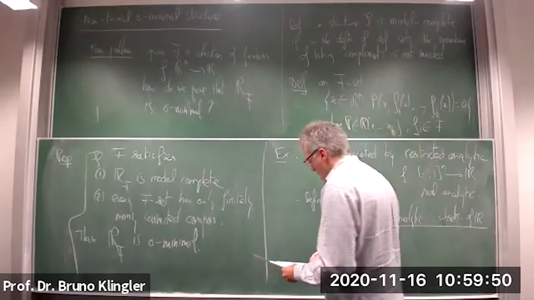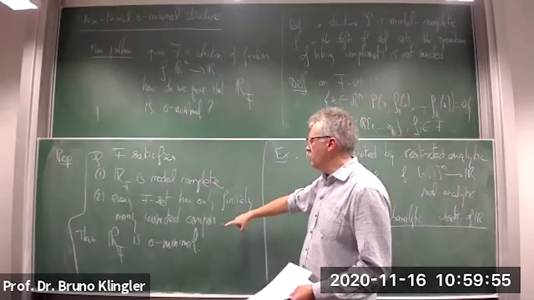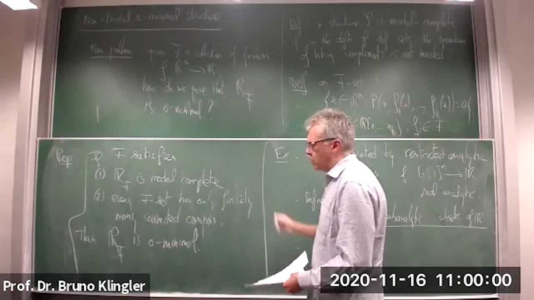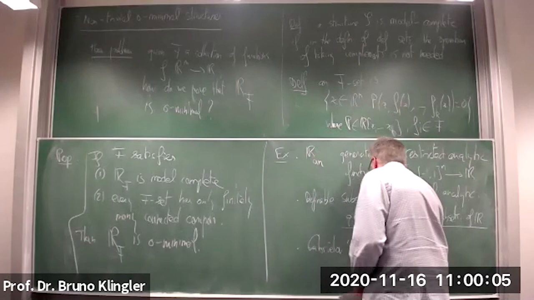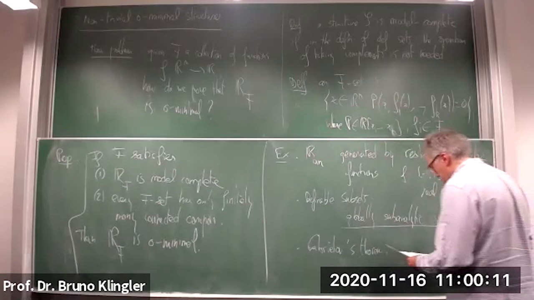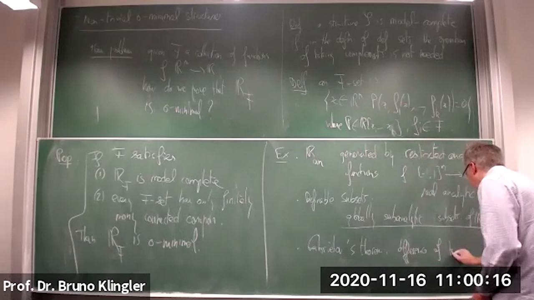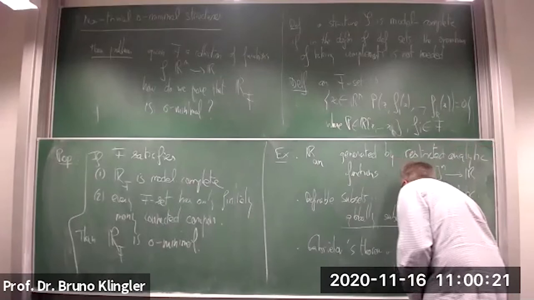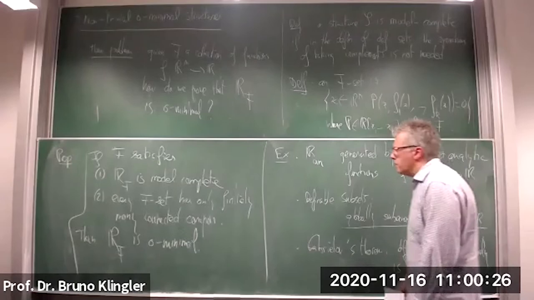And the proof here that this is o-minimal, well, basically, as Boris said, this is Gabrielov's theorem that tells you that this structure is model complete. That tells you that the complement of a subanalytic set is automatically subanalytic. The difference of two subanalytics is subanalytic. Okay. So this is our second structure.